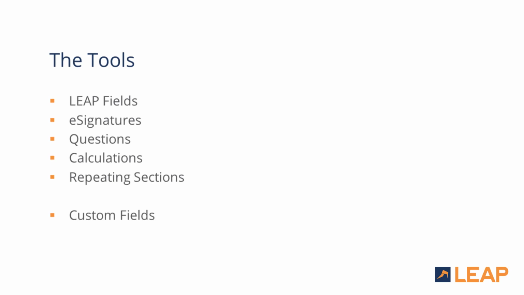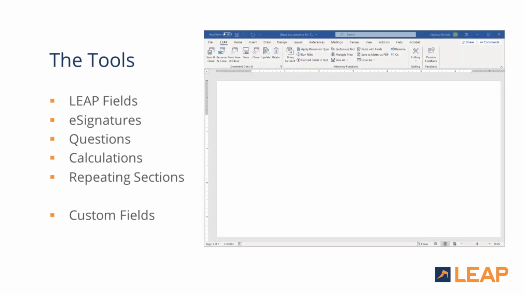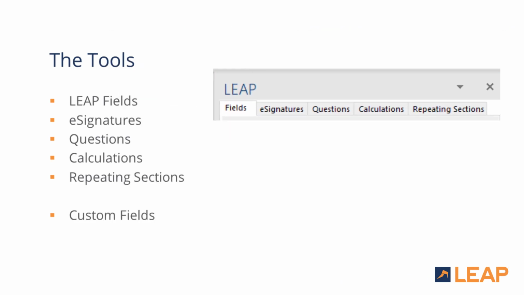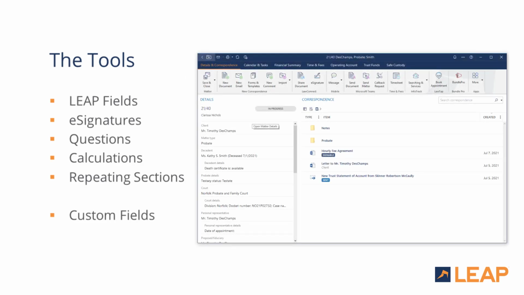When you build document type templates, these are the main tools you have. To access these tools when editing a document, just go to the Leap tab Editing section and select Insert Fields. You can use Leap Fields, e-signatures, questions, calculations, and repeating sections. And you or your firm may also need to create a custom field, which is available so you can tailor Leap to meet your firm's and your client's particular needs.